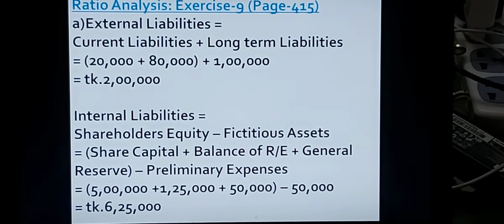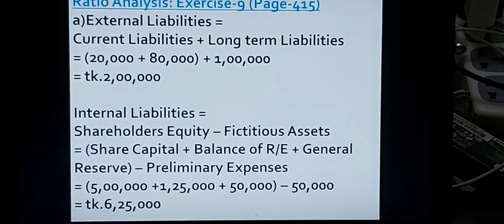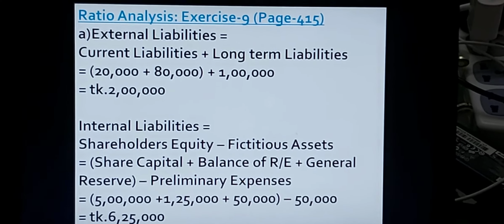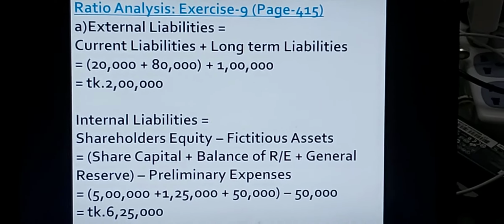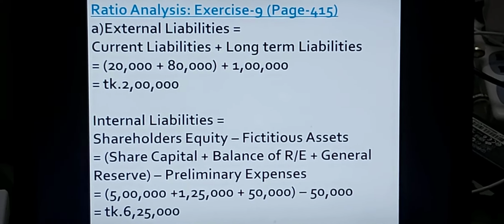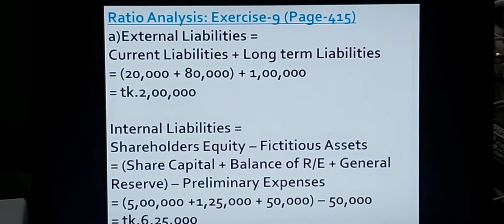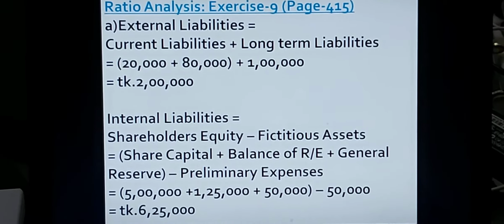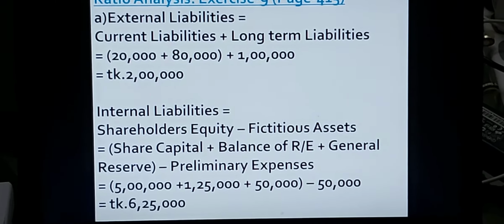First one, external liabilities and internal liabilities. From the rules and regulations of ratio, you can get external liabilities is equal to current liabilities plus long-term liabilities. In this question, two current liabilities are available. Number 1, notes payable. Number 2, accounts payable.